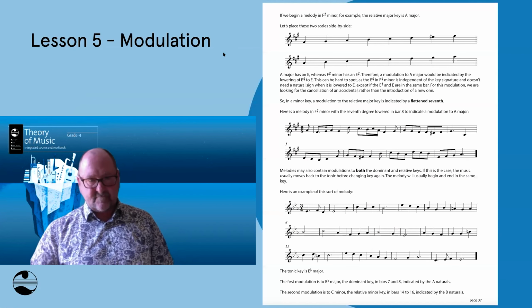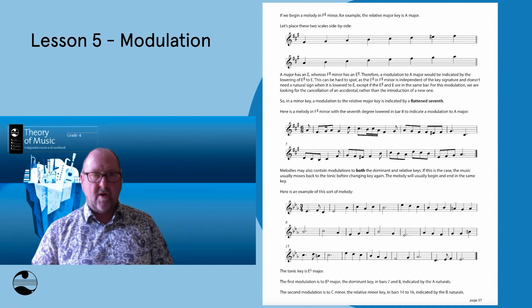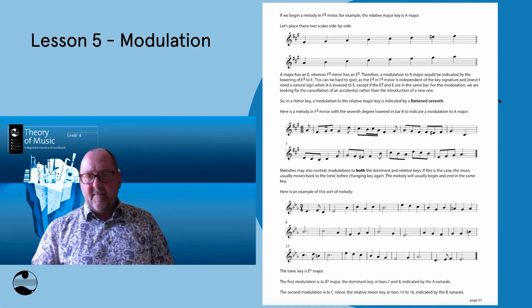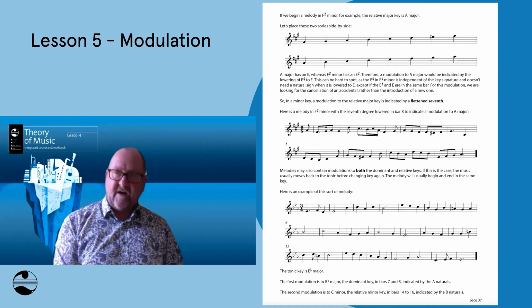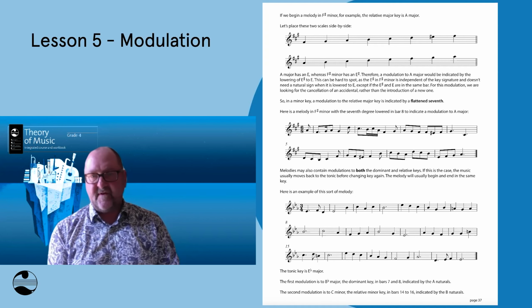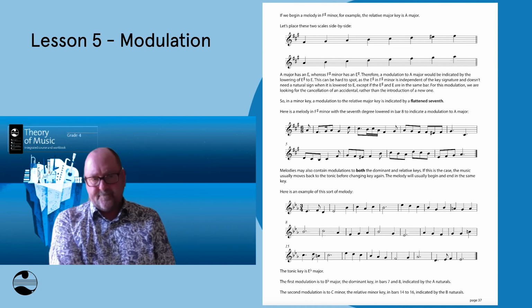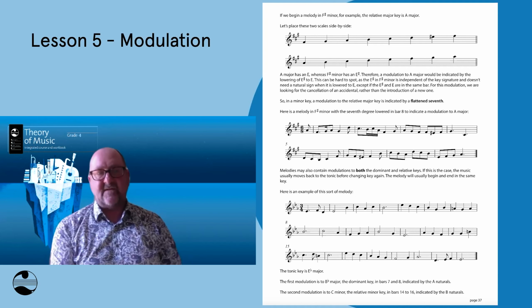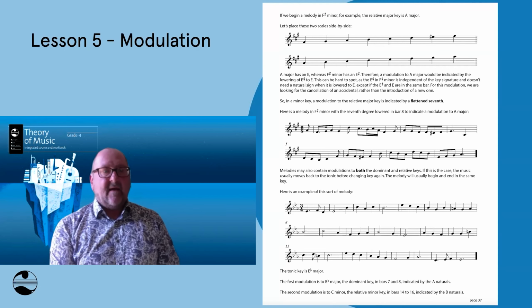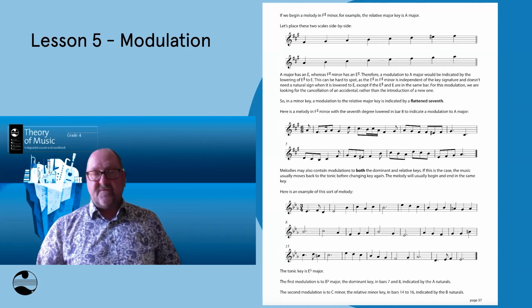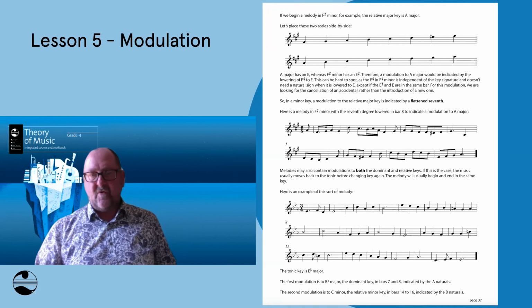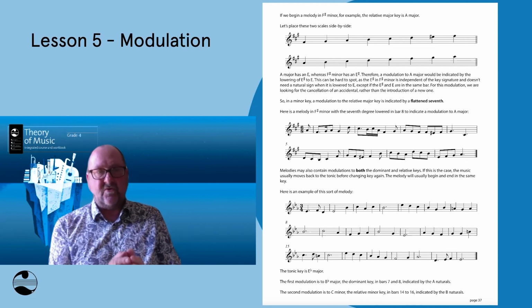All right. We can now move on to lesson 5, which is the lesson on modulation. I would say that modulation is a fairly straightforward chapter in grade 4 theory. Of course, there's a wider selection of scales and keys that can be used here. But what students need to do for grade 4 is know the modulation to the dominant key or to the relative key. And usually what we're looking for is the leading note in the new key.